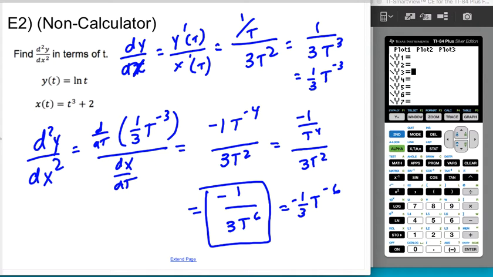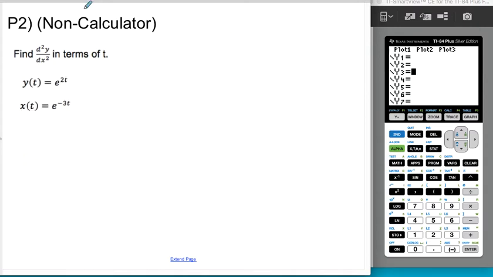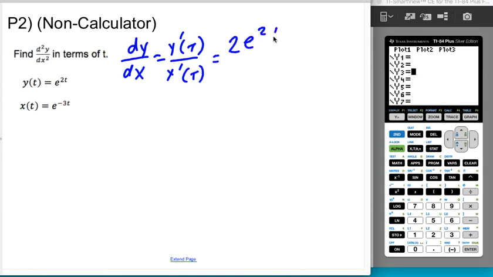All right, last one, and then this is a pretty quick video. All right, so same thing, right? We need to find our dy dx first, right? So that's my y prime of t over my x prime of t. So that's going to be a 2e to the 2t over a negative 3e to the negative 3t, right?